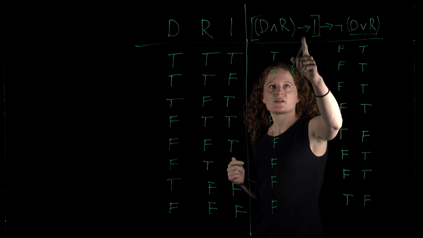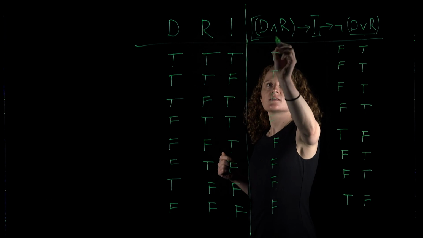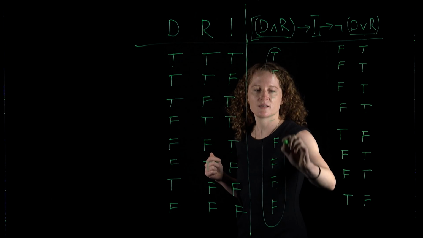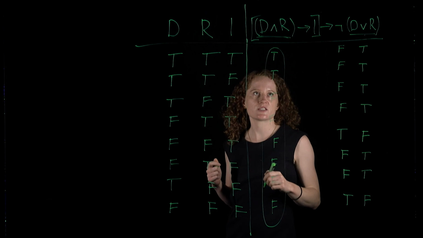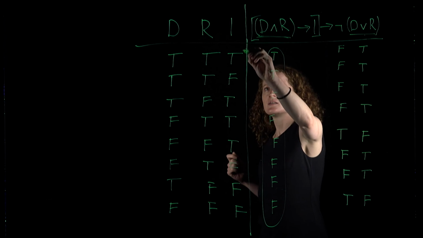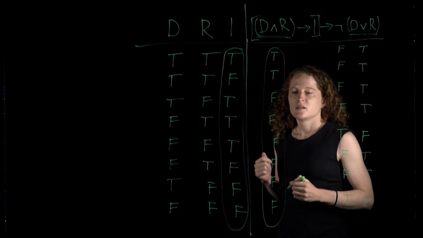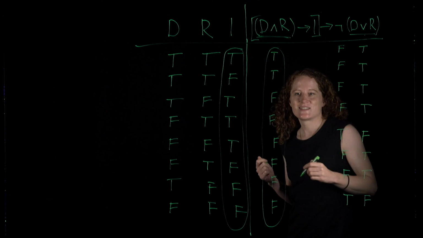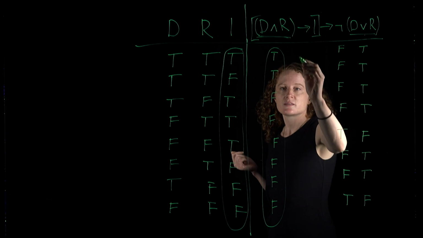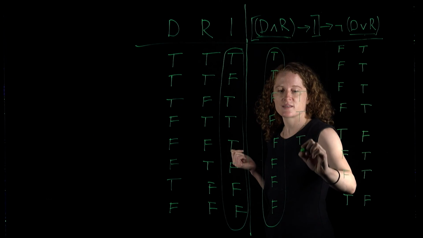Next, I'm going to look at the column under the conditional. Now, the antecedent of this conditional is this conjunction here. So I need to look at this whole column to determine the truth value of the conditional. And the consequent of the conditional is the atomic sentence I. So I also need to look at this column here. Now I know that a conditional is true in all cases where the antecedent is false. So that means that I can enter a T in all of these rows where our antecedent is false.